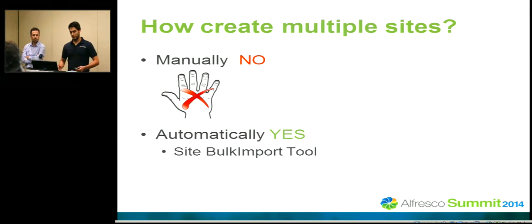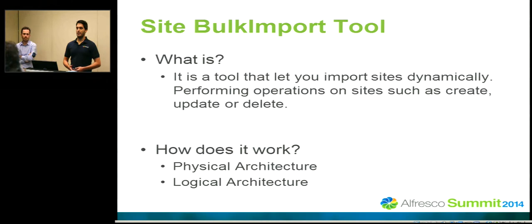What is this tool? This tool lets you import sites dynamically, performing operations on sites such as create, update, or delete. To perform these operations, the site bulk import tool reads from a CSV file. And how does it work? Let me show the physical architecture and logical architecture to explain it.